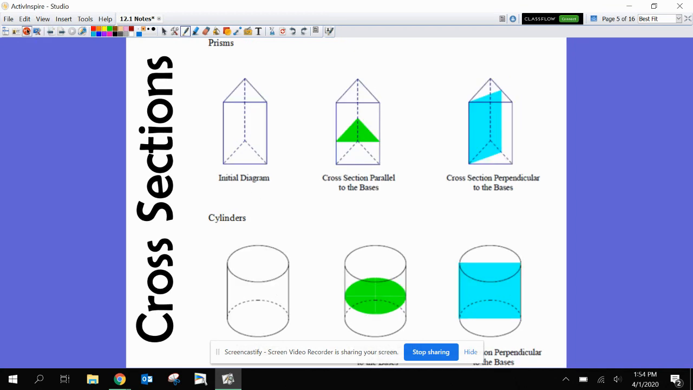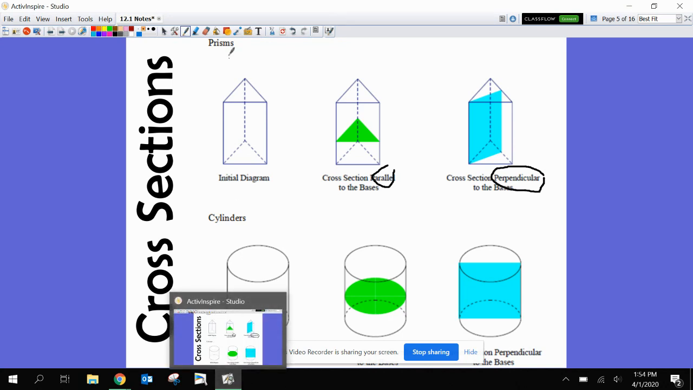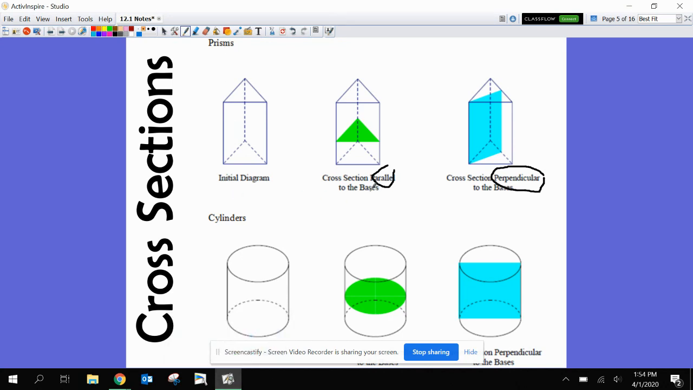Now, bottom line is that you just need to know the basics here. And we're only going to concern ourselves with the cross sections that are parallel to the bases or cross sections that are perpendicular to the bases. We're not going to go too deep on this. However, I do have some animations here to help you all see this. So let's keep prisms and cylinders in mind, and we'll come back to this slide here in just a moment.